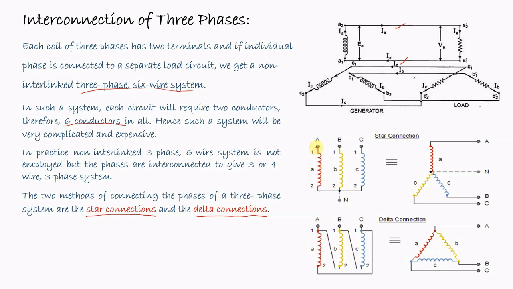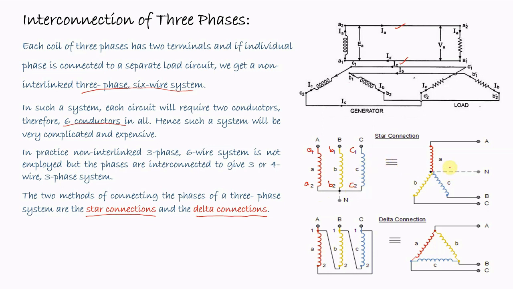In the first case, these are the coils A, B and C. Let's say these are the starting points, so it is A1, B1 and C1. Similarly, it is A2, B2 and C2. The star connection will be obtained when we interconnect three similar terminals of three coils. For example, here we have connected the three end points of the coils, that is A2, B2 and C2.